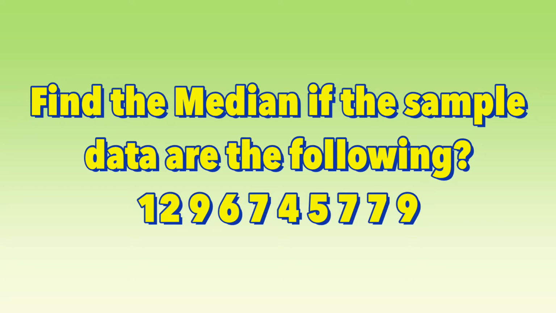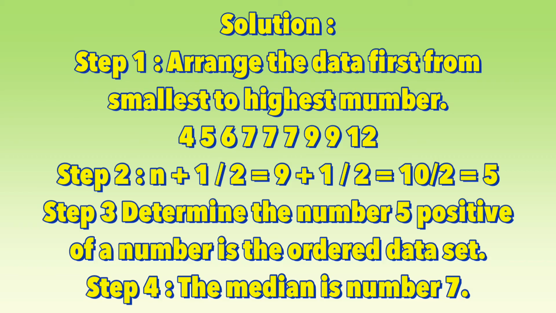The first step in finding the median is to arrange the given data first. And it is different from the mean. For the mean, the order of arrangement is not necessary. But in the median, we have to arrange the given sample data first. That's why the arrangement now is 4, 5, 6, 7, 7, 7, 9, 9, 12.